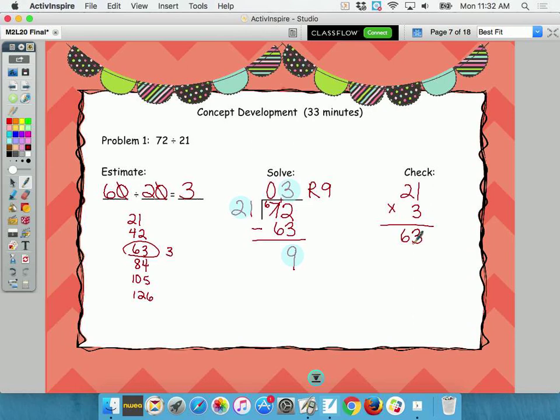But imagine if you're Cooper and you got off by 1. Uh-oh. No, that time I got off by 10. Oh no. 63 plus what? 9. So that should be 72. Does it match the dividend we started with? Okay, let's move on to problem number 2.